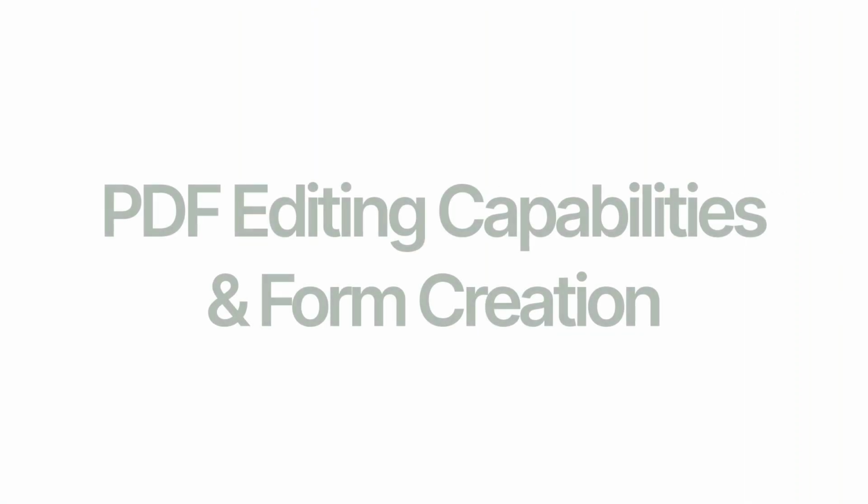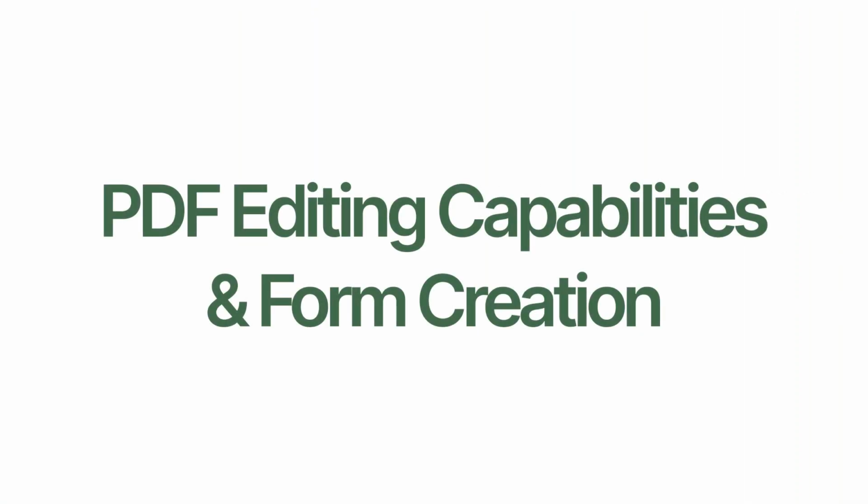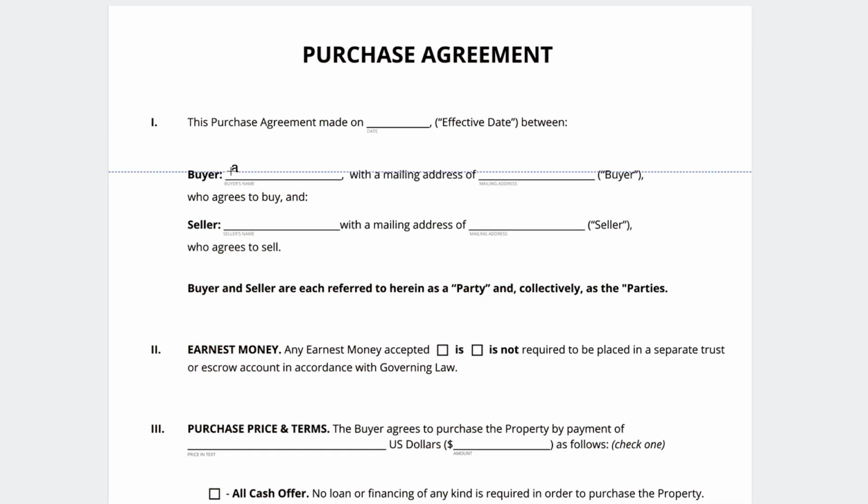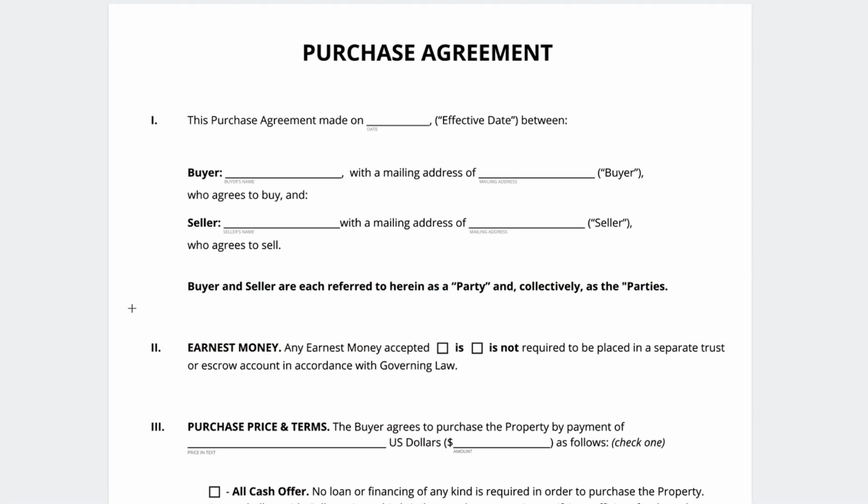So the first feature is gonna be the PDF editing capabilities and form creation. DocHub is gonna give you full PDF editing: add text, images, comments, highlights, white out information, redact content, merge documents, all of it. You can also create fillable forms with checkboxes, signature fields, initials, date fields, drop-down menus, and then convert those into reusable templates.